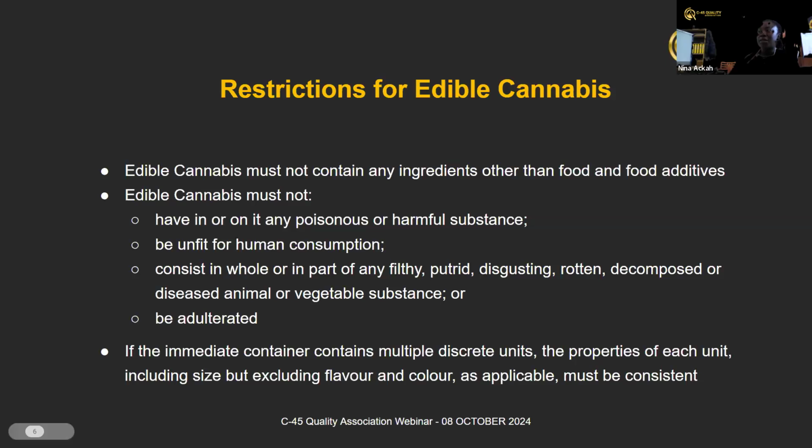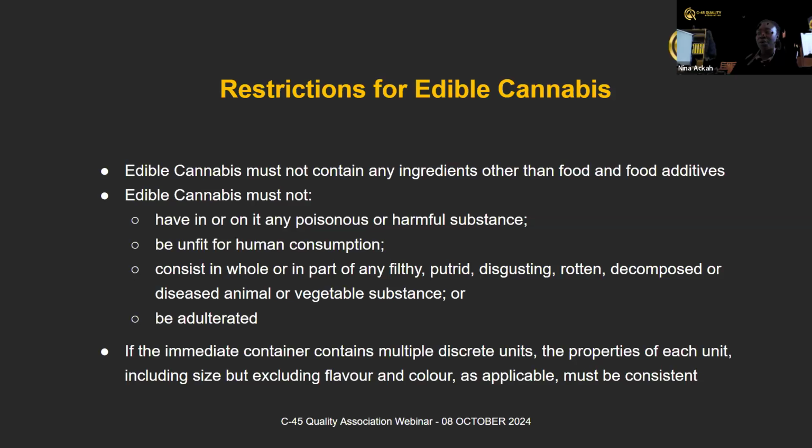Edible cannabis cannot contain ingredients other than food or food additives. And when we talk about food or food additives, it's clearly defined in the Food and Drugs regulations, the regulations of the FDA. And edible cannabis must be safe, as I've already mentioned. Edible cannabis must be safe for the consumers and not create any adverse reaction to the intended consumers.